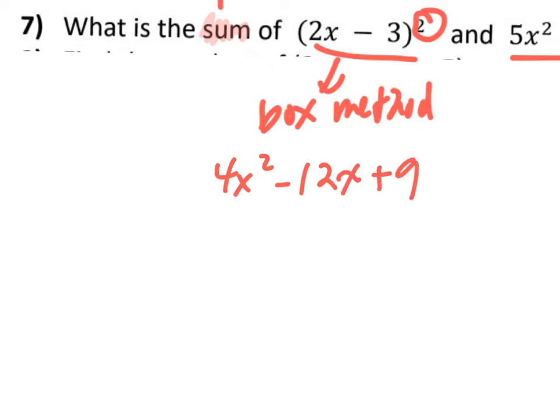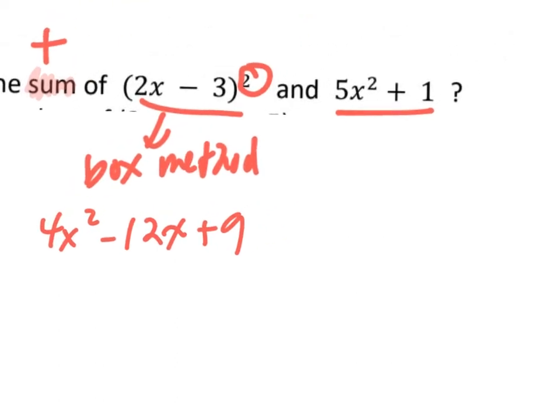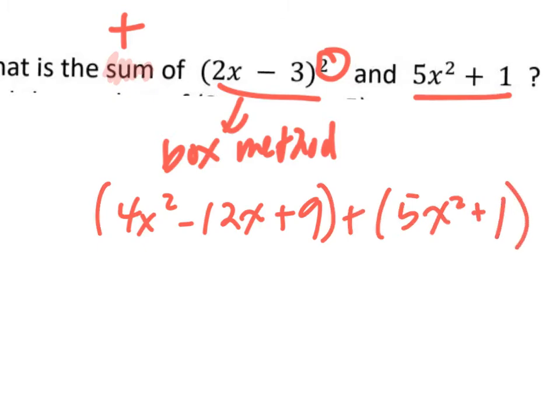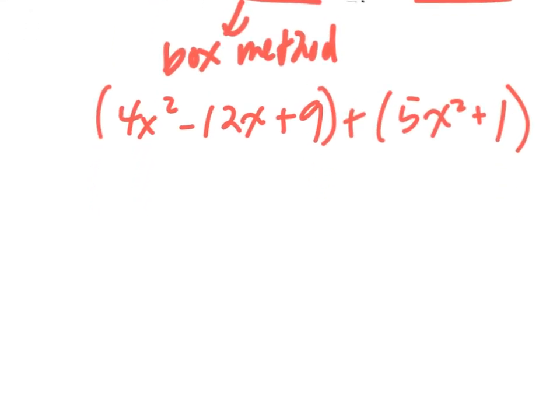Right. So I want to add this expression, 4x squared minus 12x plus 9, with this expression, 5x squared plus 1. I'm putting it in parentheses just to keep it consistent with what I've been doing in other problems. Right. So whenever I have this plus in front of my expression, I know that this is the same as distributing a positive 1.